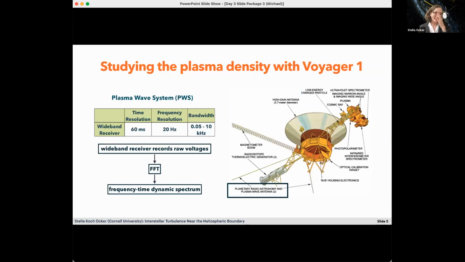So how do we actually study plasma in the very local ISM with Voyager? Today I'll focus on our work with the plasma wave system, or PWS, which we use to study the properties of the plasma density. The PWS wideband receiver records the voltage difference across the Voyager 1 antenna as a function of time, and then we convert these voltage time series into frequency-time dynamic spectra of the electric field through Fourier methods. These Fourier methods give us a lot of flexibility in tuning the frequency and time resolution of those electric field spectra. So next slide.